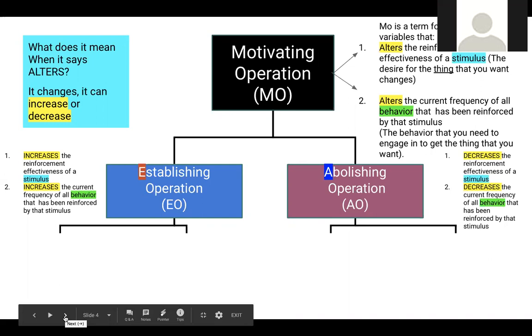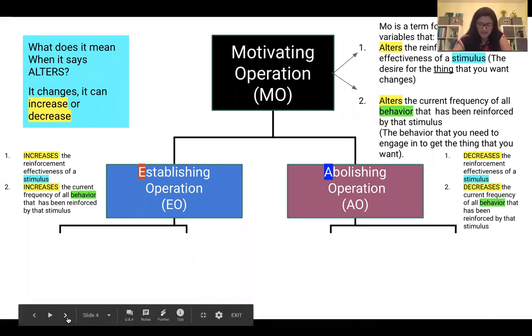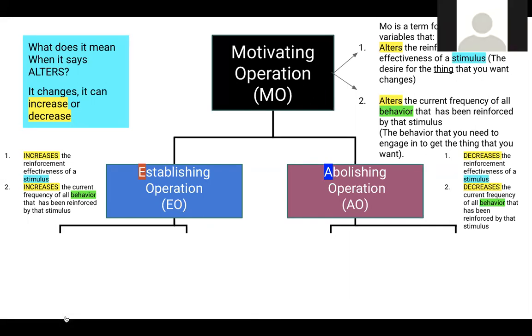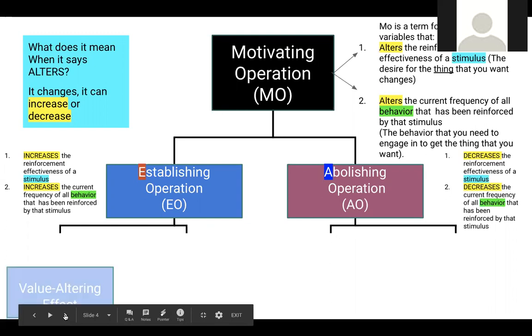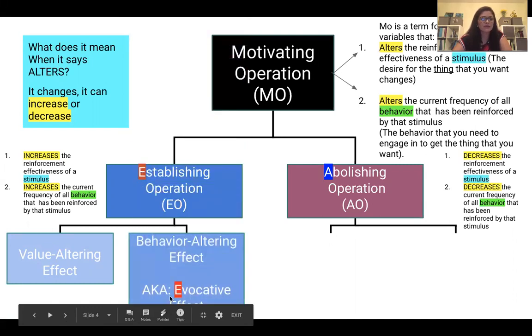And behavior, since you guys are good at this one, which one would be an AKA for establishing operation behavior altering effect? You don't have to know it, this one is just a plus. Would it be abative effect or evocative effect? Evocative effect. Yes, good job, guys. So value altering effect goes to establishing operation, and behavior altering effect goes with establishing operation, and the AKA is evocative effect.